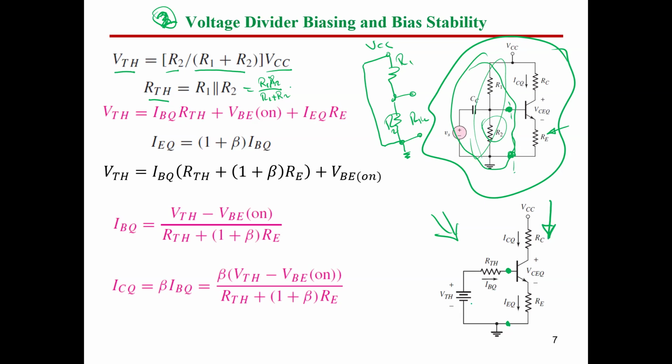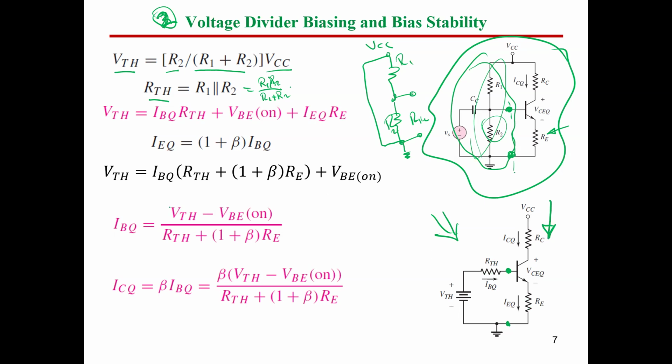From the other side, you can say that V Thevenin equals I base, this is the base current here, times R Thevenin plus VBE on, which is 0.7 volt, plus I emitter times R emitter.